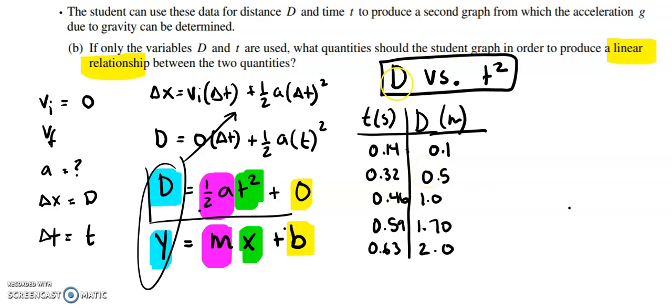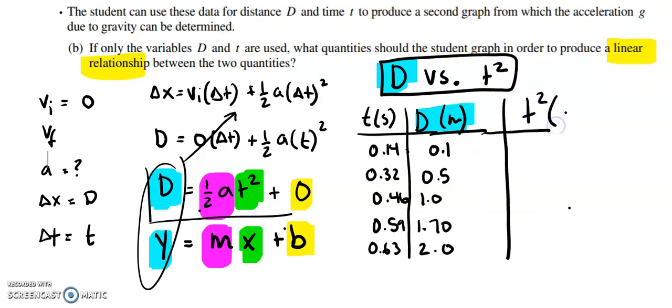Now we're going to need to linearize it. We need to graph d versus t squared. We already have d, so we're okay on d, it's the same as d over here. Now, though, we need to graph t squared. So I'm going to make another column to get t squared. The units of t squared will be seconds squared. To get t squared, I just need to take each of my time values and square them.